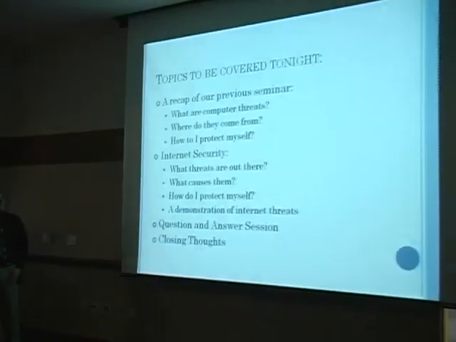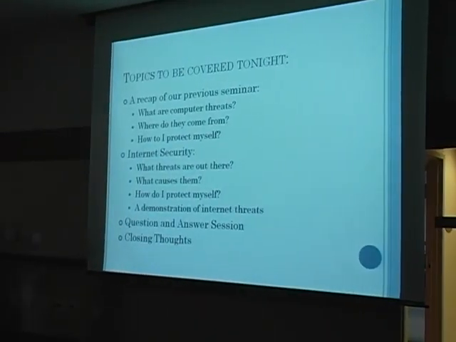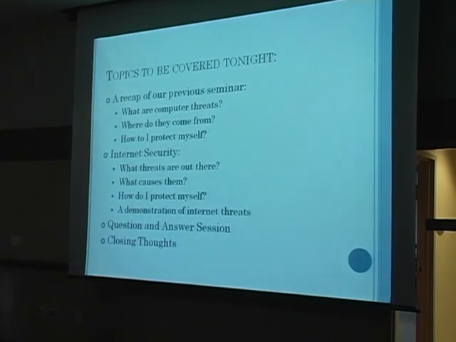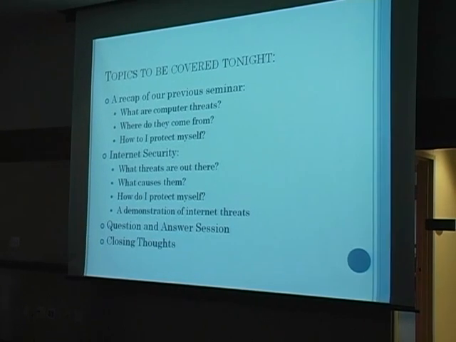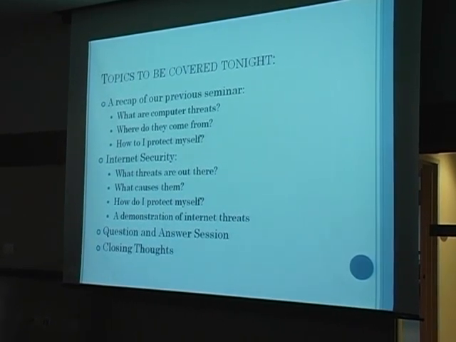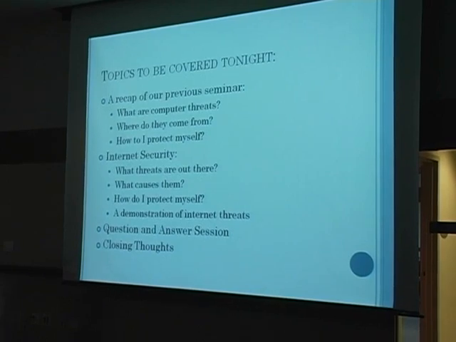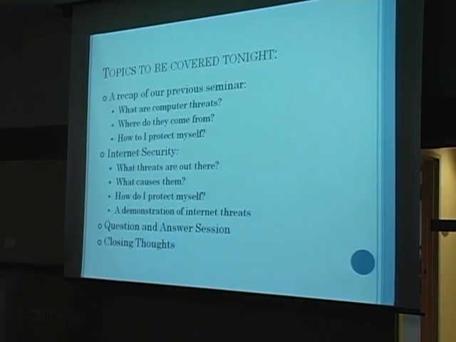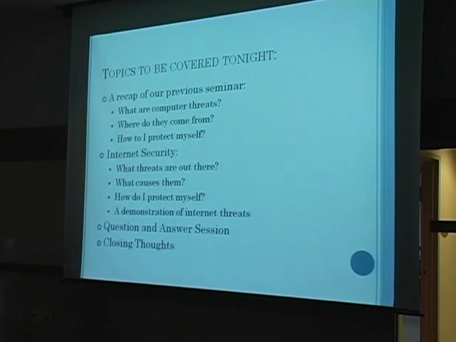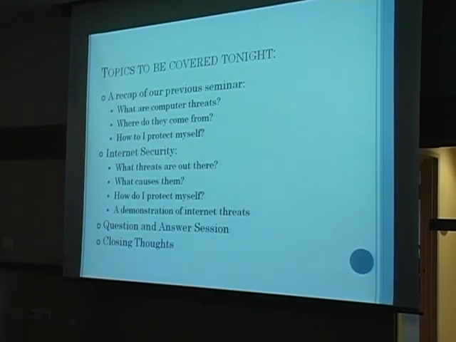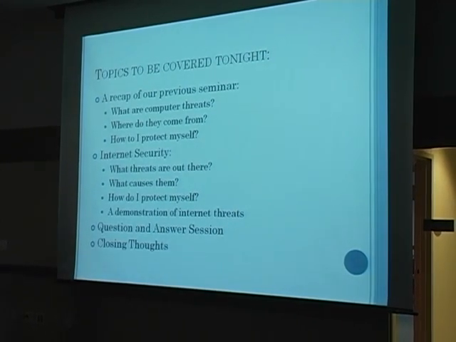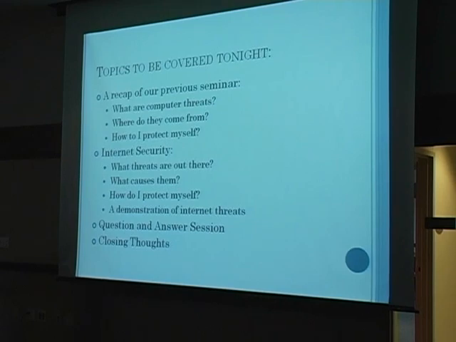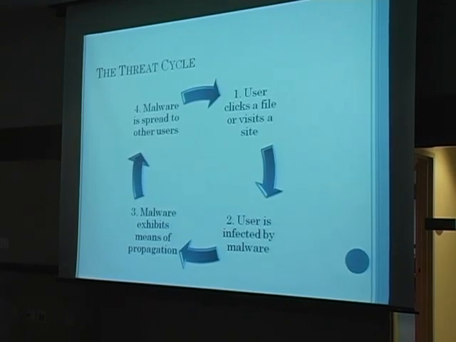Tonight we're going to be talking about what we covered in our previous seminar, in case anyone wasn't here. We'll be going back over viruses, Trojans, all sorts of different things that can infect your computer, where they come from, and how to protect yourself against them. Tonight, we're going to be covering new topics: what kinds of internet security information threats there are that you might need to protect yourself against, what causes them, and how to protect yourself against these threats. We'll be showing you a couple of them, giving you some examples. And here to show us the threat cycle is Michael Bruckner.